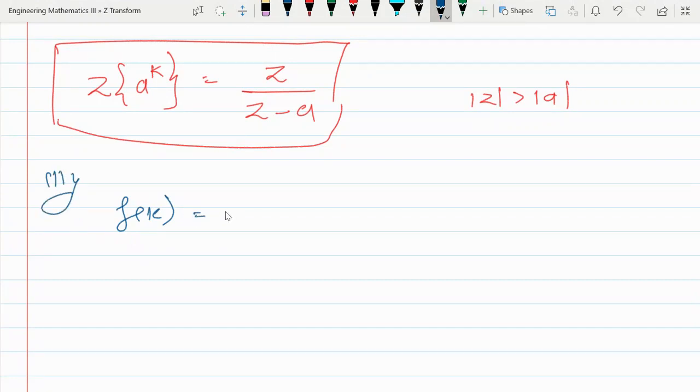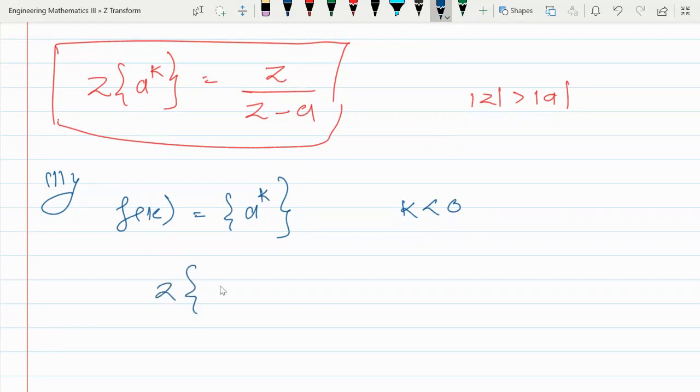Similarly, for fk equal to a raised to k, but the picture is different here. See, k is less than 0. Oh my god, what is happening here? k is less than 0. So how do I get this? So this is simply what? There is a slight change.